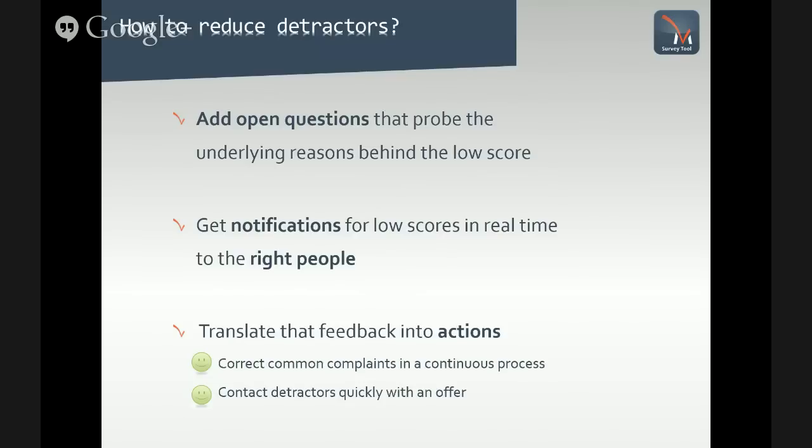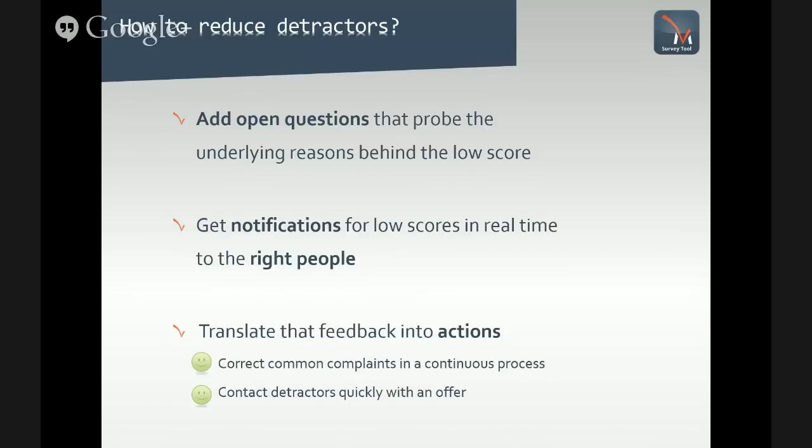And so after you've got that open question and you've probed why they are giving you these lower scores, then don't wait. Don't say, okay, next month we're going to analyze the results of last month, and we're going to see, oh look, we've got so many people who are unsatisfied. No, it's got to be much more real time than that. You've got this small window of opportunity after someone has given you a low score to win them back. So you have to set up some kind of notification system so that when there's a low score, the right people get that feedback right away.